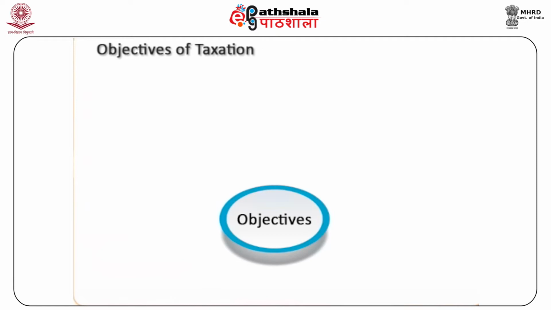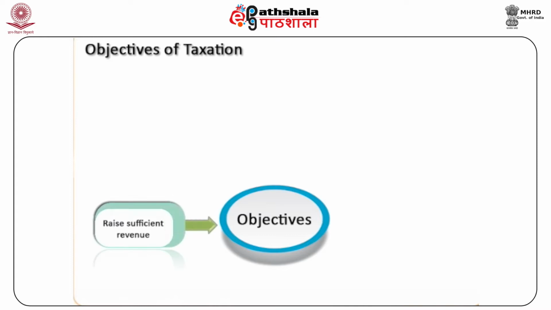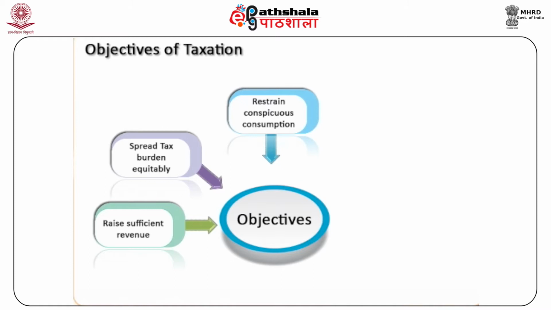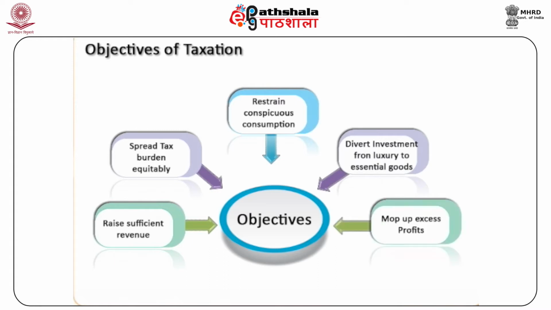The major objectives of taxation in the context of India are: first, to raise sufficient revenue to finance public sector projects without severely affecting savings and investments of the private sector. Second, to spread the tax burden equitably across different sections of society in order to reduce income and wealth disparities. Third, to restrain conspicuous consumption by affluent sections of society. Fourth, to divert investment from luxury goods industries to labor-intensive and essential goods industries. Fifth, to mop up excess profits.